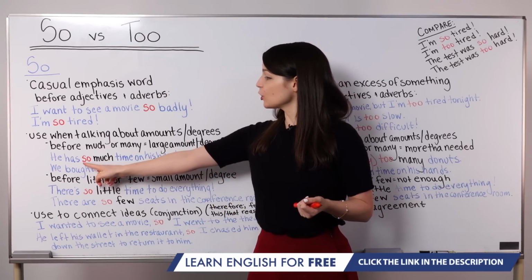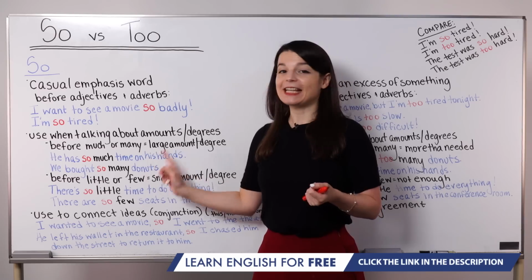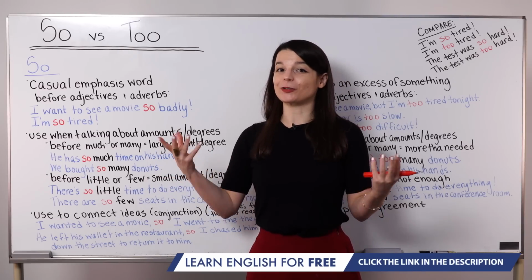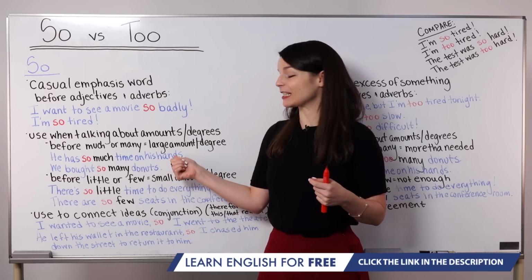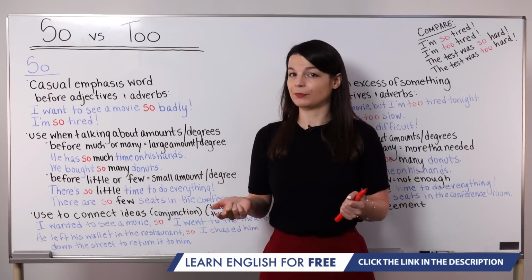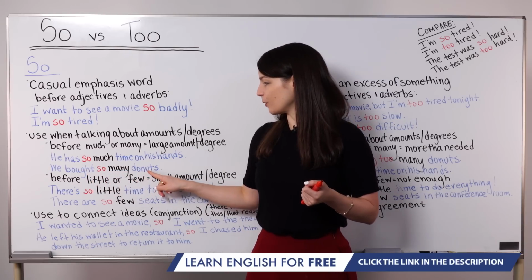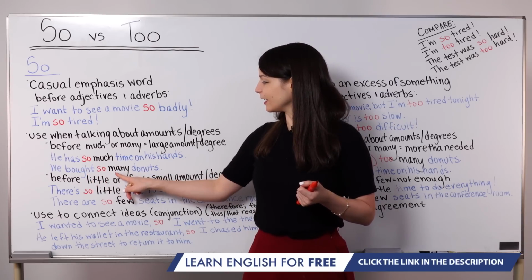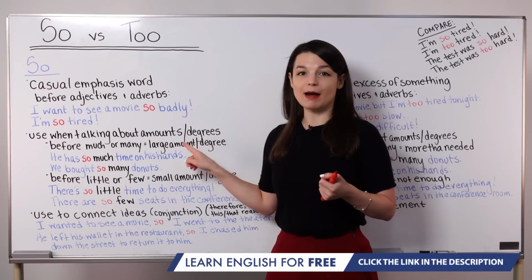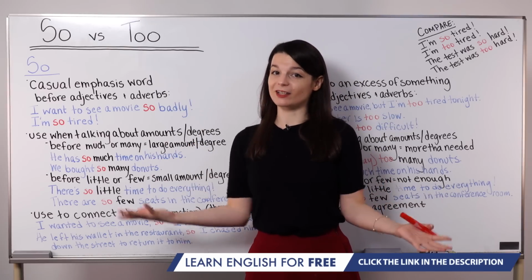So he has so much means he has a lot of extra time. That's what this sentence means. That's another way to say it. One more example. We bought so many donuts. So again, so many here means a large amount. So we bought so many donuts.